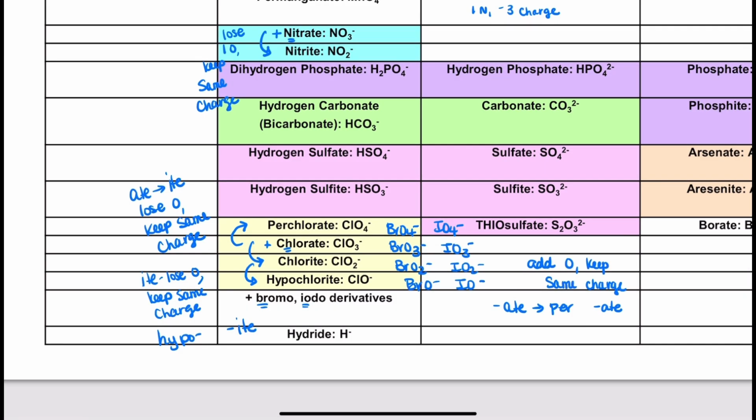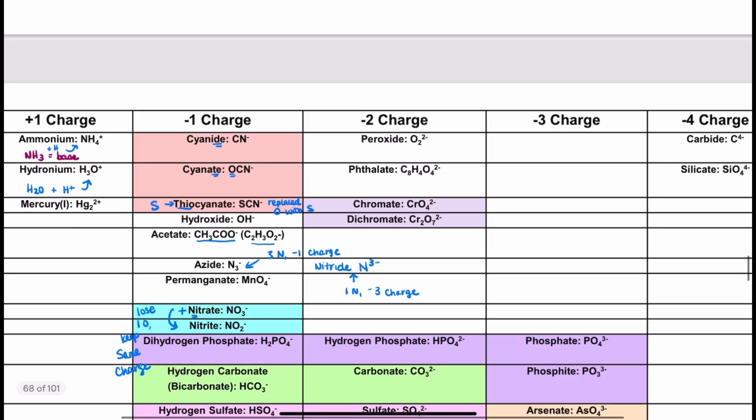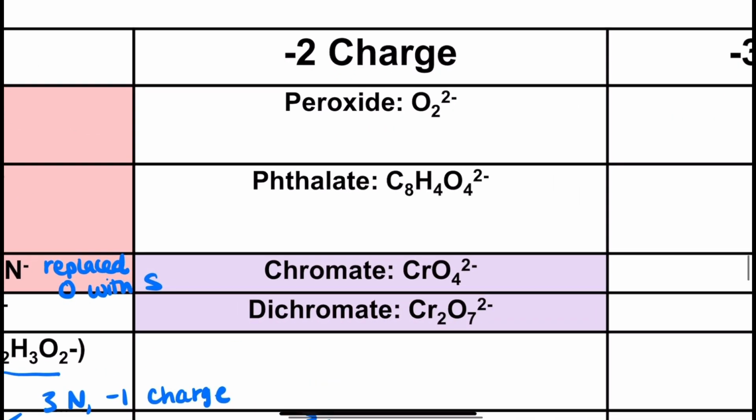Now I said I'd come back to the phosphates and the carbonates and the sulfates, and I will do that. But first, let's talk about these up here. Peroxide, just need to know peroxide. Phthalate, just know it. C8H4O4 2 minus. Okay, you're in the -2 charges now.